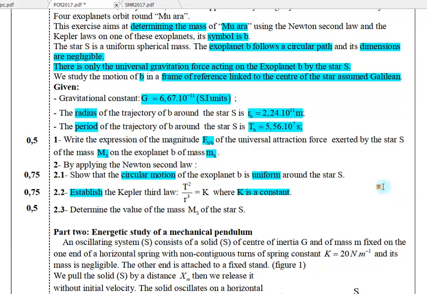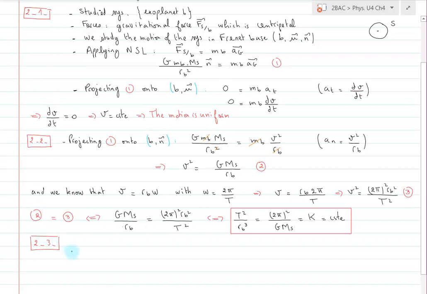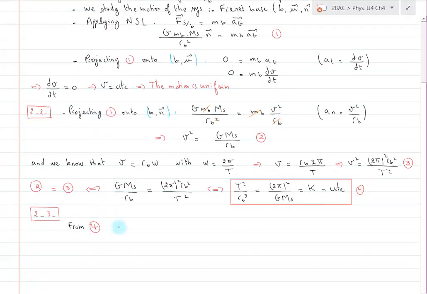Now, for the last question, 2.3, determine the value of the mass m_S of the star. From the start, the aim of this exercise was determining the mass of the star. So we have this equation, we have all the data, we can calculate m_S. We can name this equation 4.